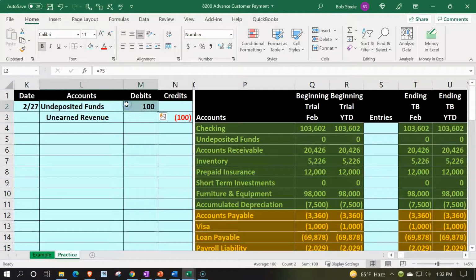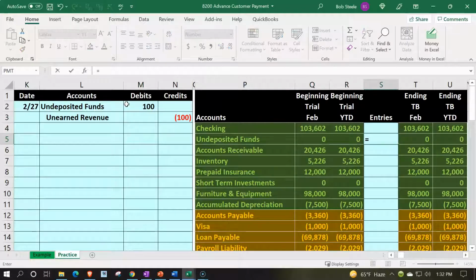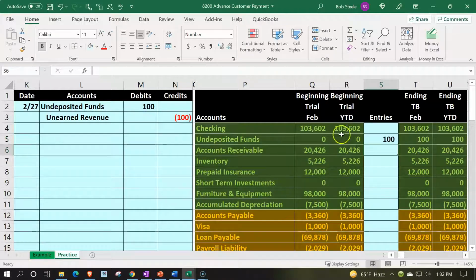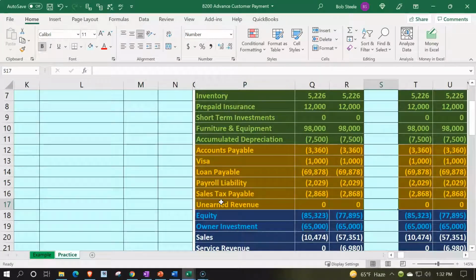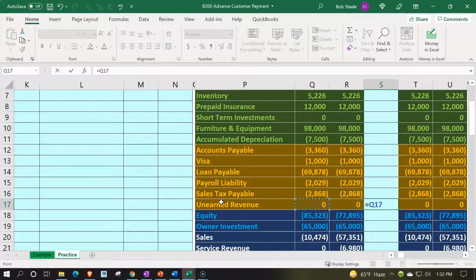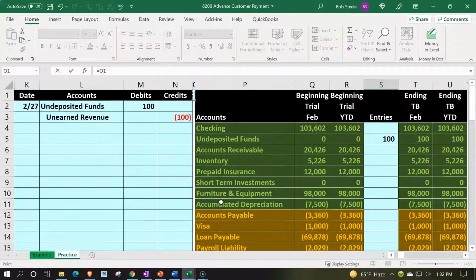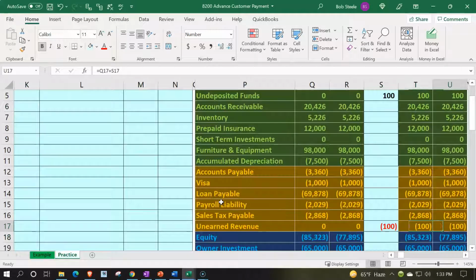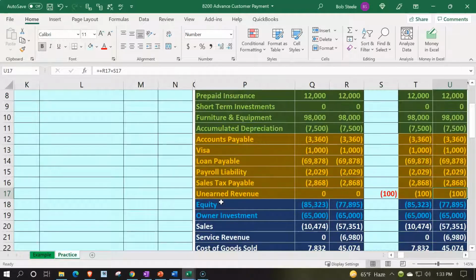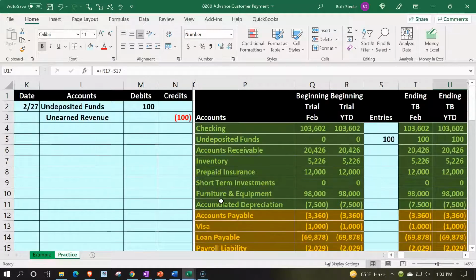We're going to post this to the undeposited funds. These two accounts look similar with the U's and whatnot, but undeposited funds, I'll try to keep them straight, is here, increasing it by the 100, both sides, because this is a balance sheet account. And then the unearned revenue down below is going to be posted in S17 equals that $100 credit, increasing both sides on the balance sheet accounts here as well for the year to date and the month of February. So then we have that in place.